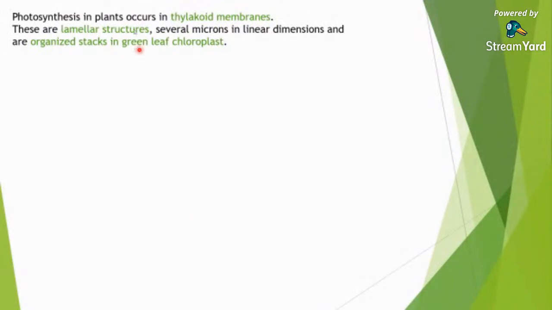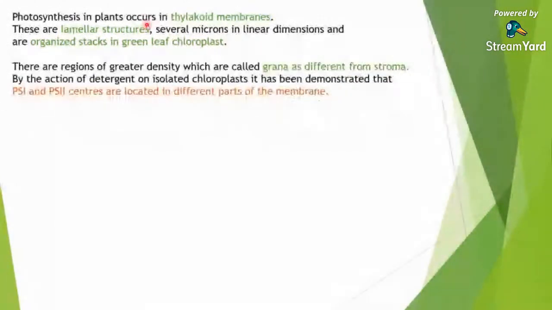So photosynthesis in plants occurs in the thylakoid membrane, and these are the lamellar structures, organized stacks in the leaf chloroplast. There are regions of greater density which are called the grana, as different from the stroma. When the thylakoids are placed on one another, the complete disc structure is called a granum. And there are lots of granum, so they are called the grana. These are the regions of greater density, different from the stroma.